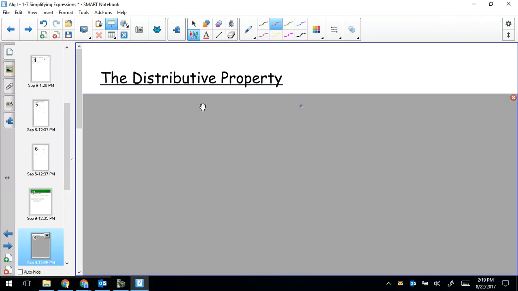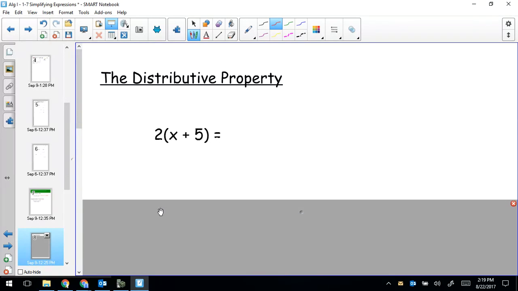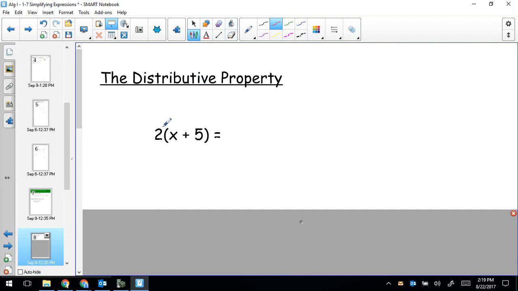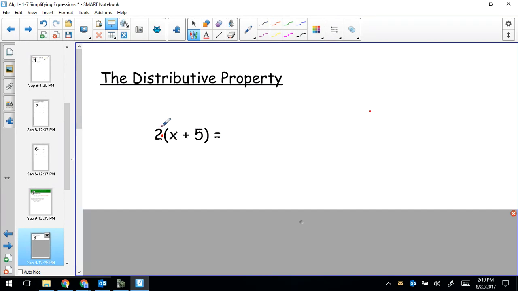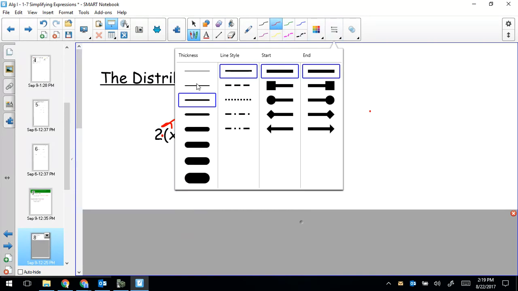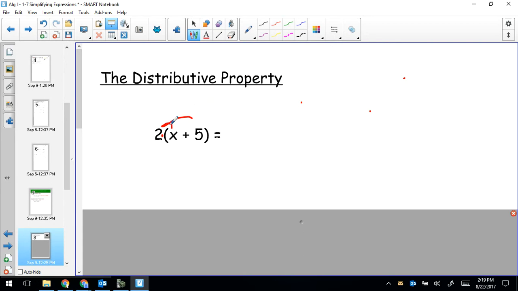Now we have the distributive property. The distributive property distributes a term on the outside of a sum. If I'm multiplying, notice how we wouldn't really write it there, but there's that 2 times the parentheses. So what I can do here is say 2 times x, 2 times 5. I'm basically distributing that 2 to both the x and the 5.